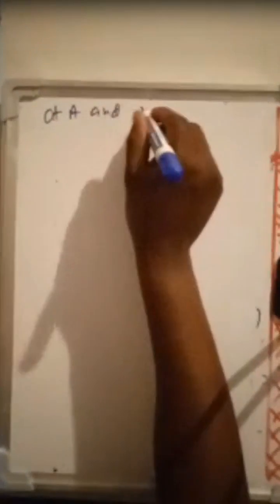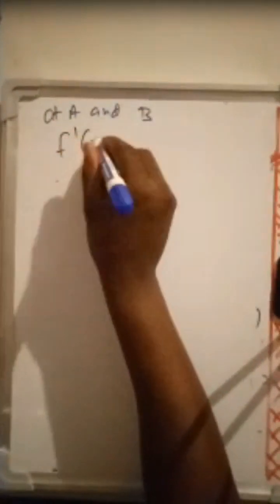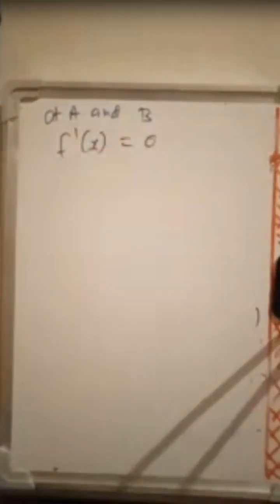Calculate the coordinates of A and B. So what is happening at A and B? A and B are stationary points. How do we get the x values of the stationary points at A and B? Remember that the gradient there is equal to 0.